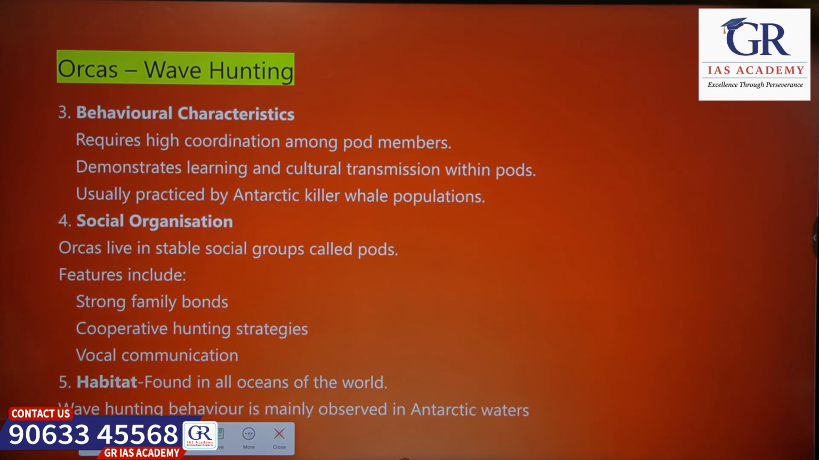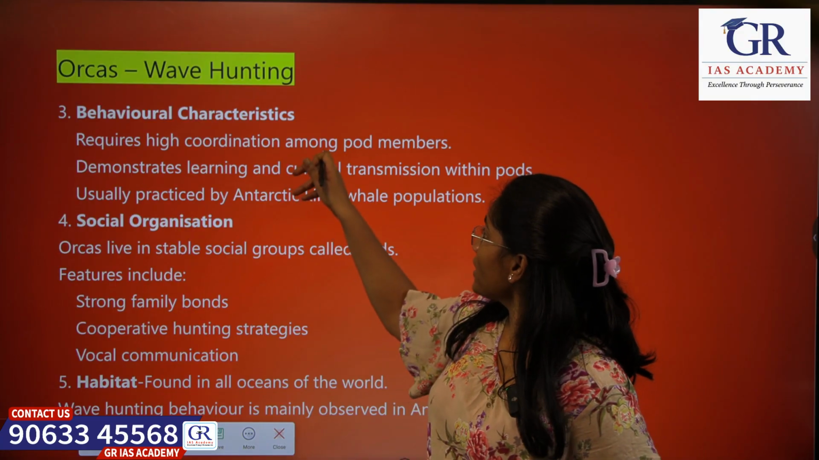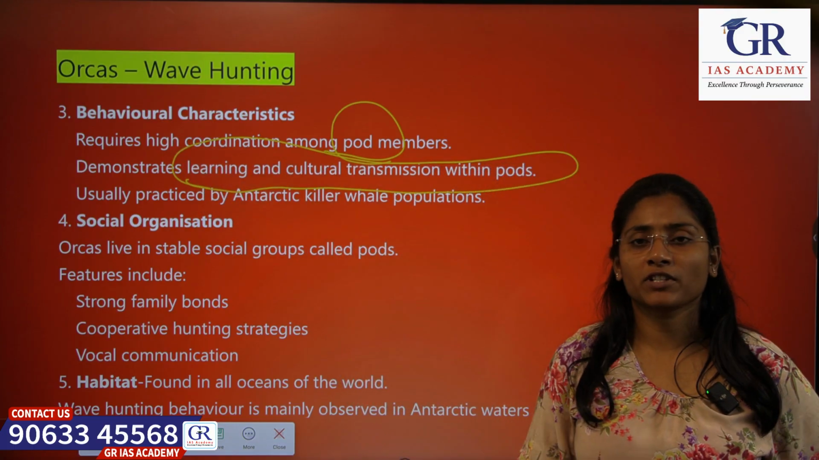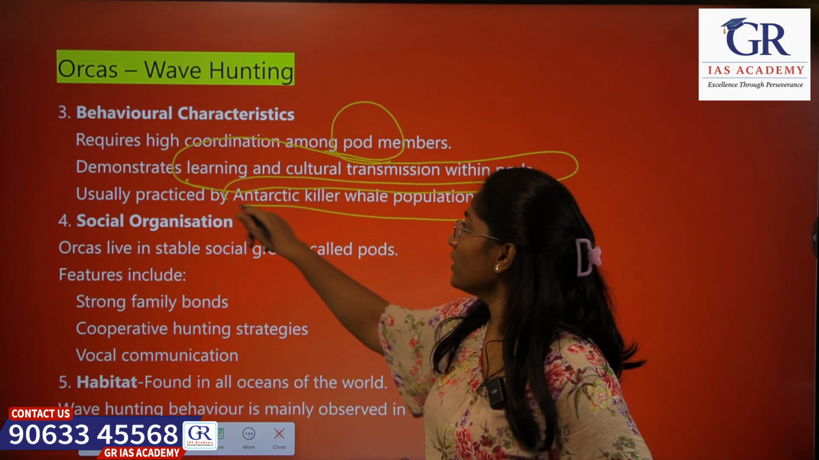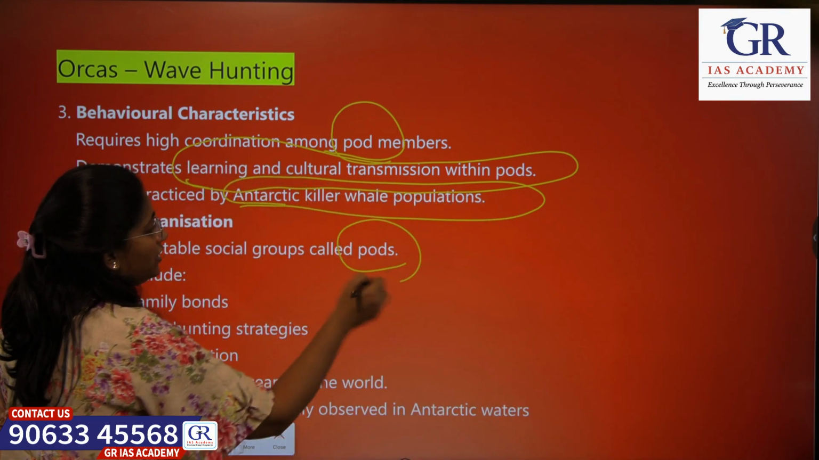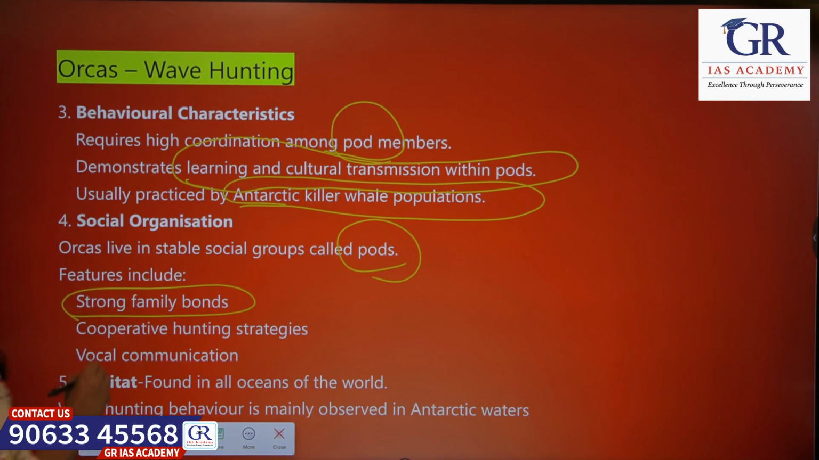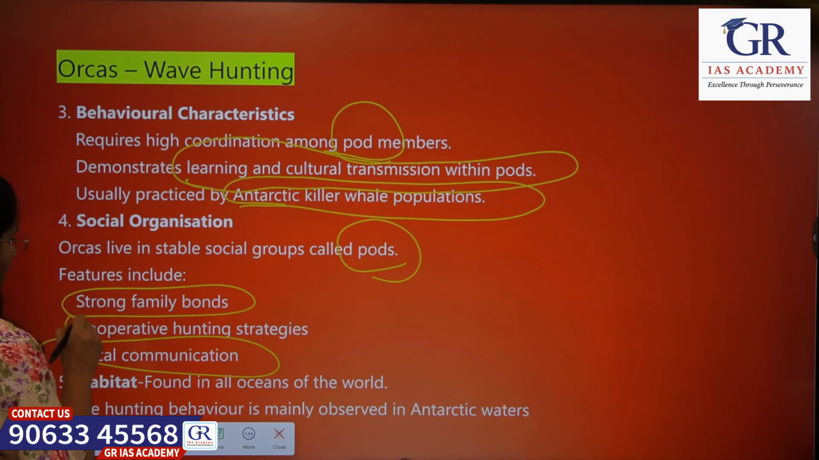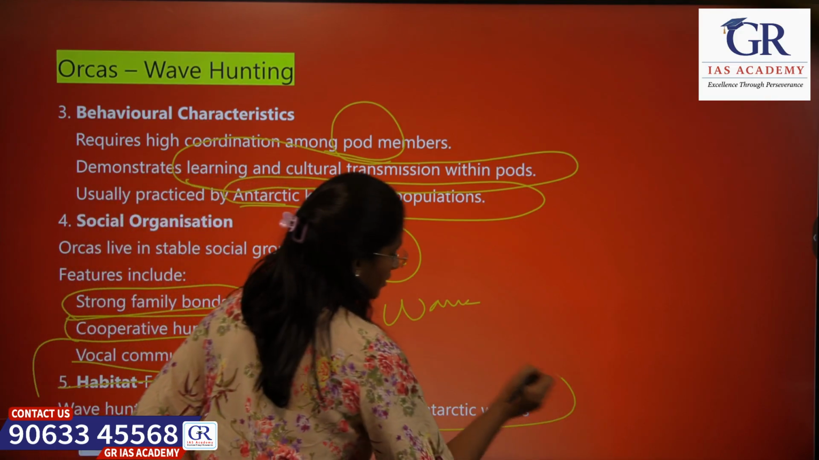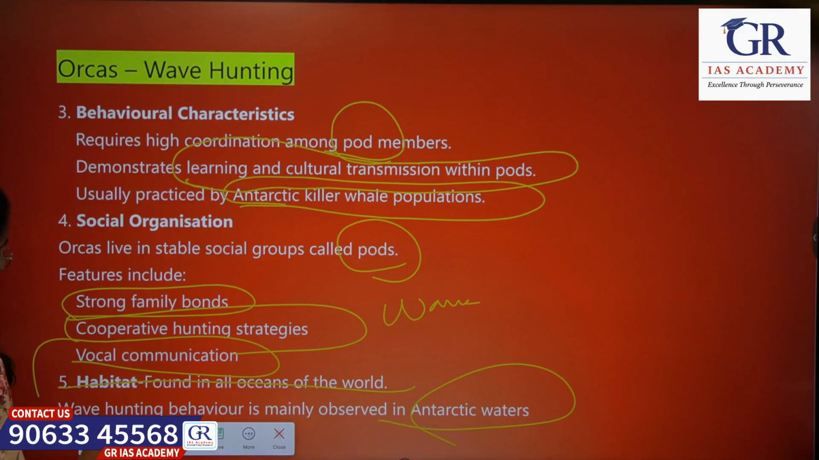And what are those behavioral characteristics? While hunting, orcas need to exhibit cooperative hunting. So they organize themselves accordingly within the pod. This shows how they organize within themselves, right? And this is usually followed by the Antarctic killer whale population. They live in pods, which are the social organization of orcas. Because of this, they develop strong familial bonds and vocal communication, and they also develop hunting strategies like wave hunting. Wave hunting is mainly observed in Antarctic waters. This cooperative hunting is mainly developed because of the familial bonds created by the social organization called pods.